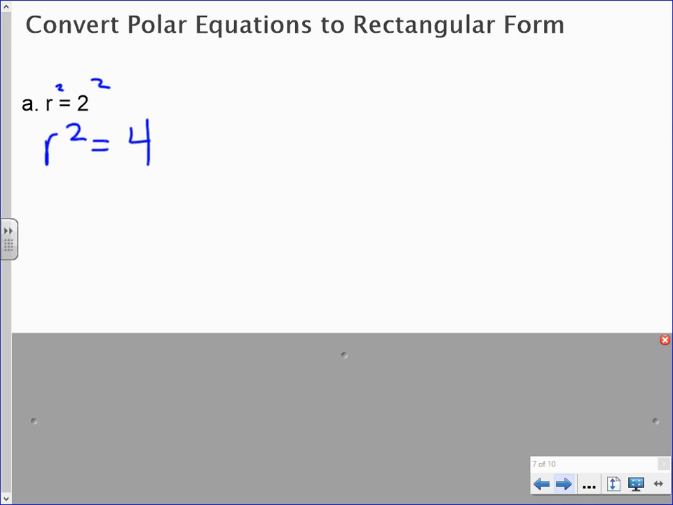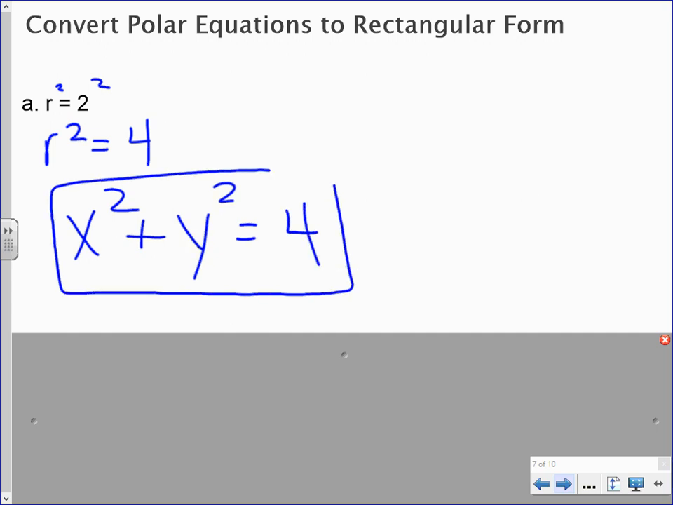Now we know that the substitution for r squared is x squared plus y squared. We now have an equation in rectangular form. What is this equation? A circle. Look how simple it is to write a circle with the origin as its center in polar form. R equals 2. The radius is 2 all the way around. We will get into more of graphing circles on Monday. Okay, so more to come there.